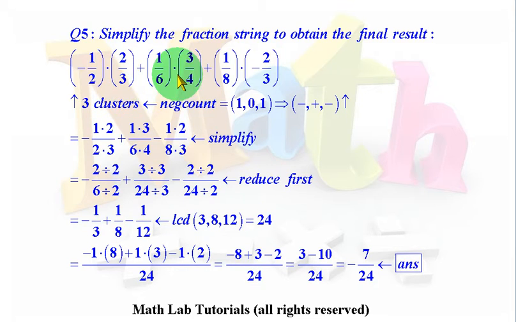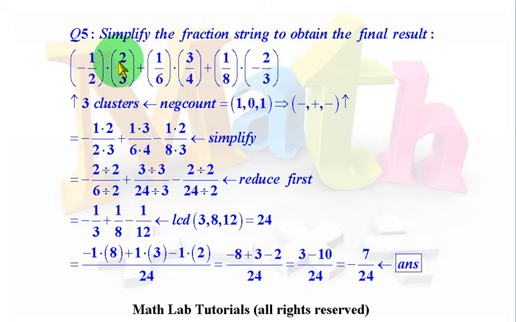So when we look at the entire expression, we identify 3 clusters, and the neg count for this is 1, the neg count for this is 0, and the neg count for this is 1. Now, 1 is odd, so the result is negative. 0 is even, the result is positive. And 1 is odd, so the result is negative. So the clusters are negative, positive, negative. And there they are right here. There's the negative sign right there.